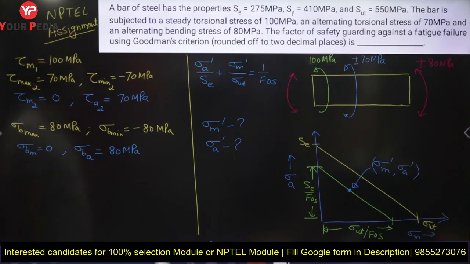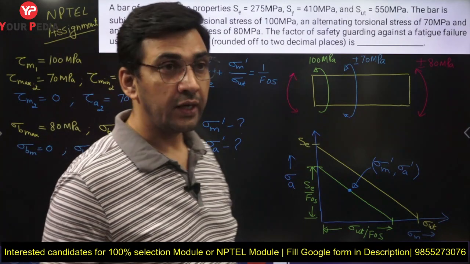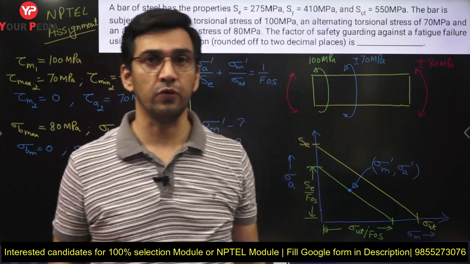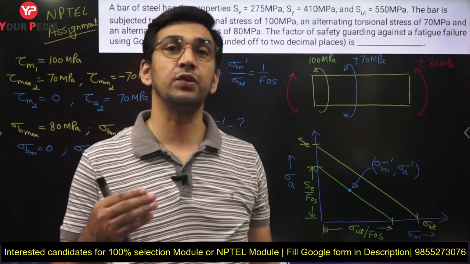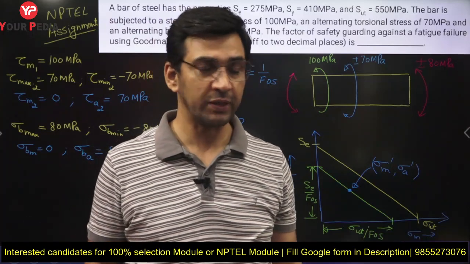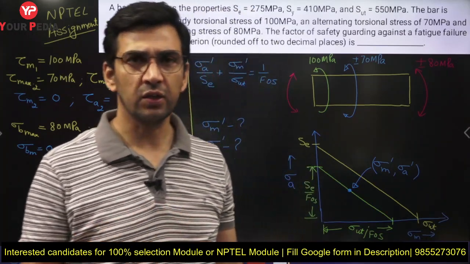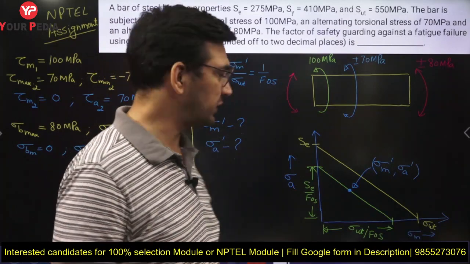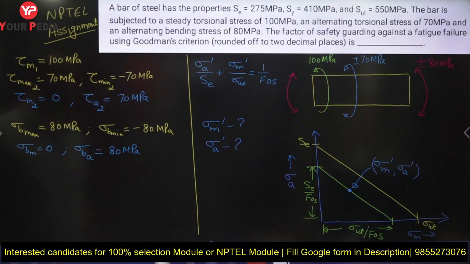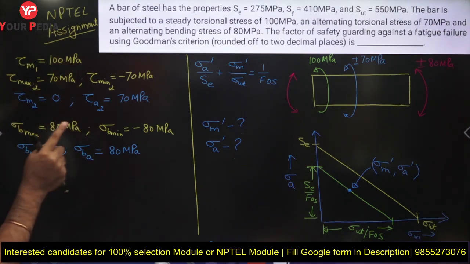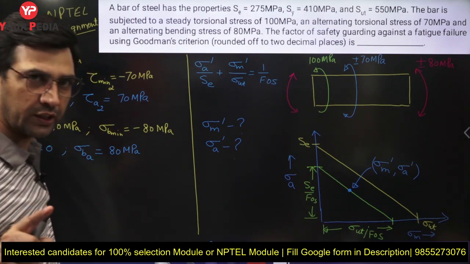For that, we make use of the theories of failure, and the most prominent theory of failure that we use is the distortion energy theory of failure, particularly for ductile material. Since it is talking about a shaft, you can simply think of the shaft as a ductile material. Or if he is talking about a bar of steel, then steel is a ductile material, depending upon what kind of steel it is.